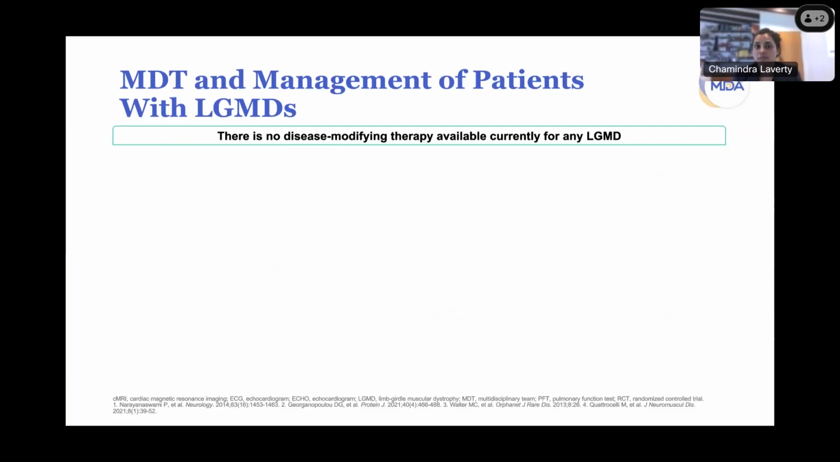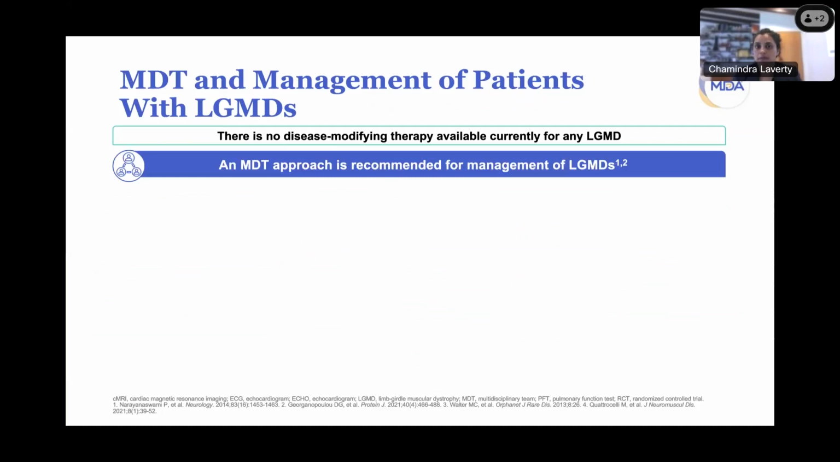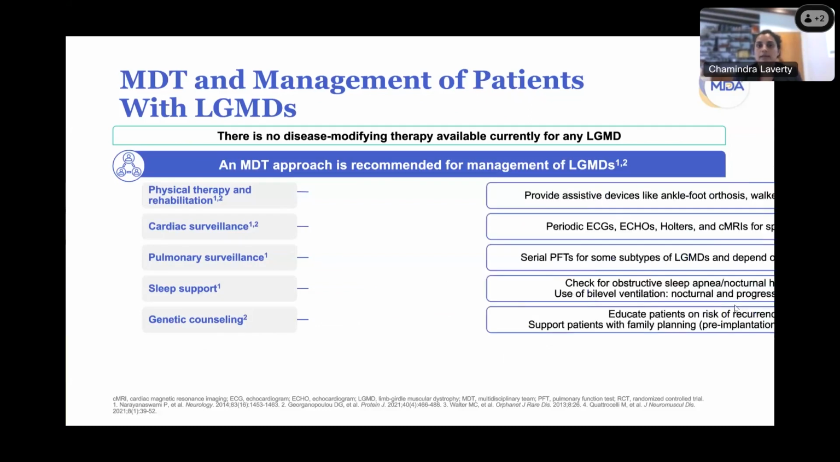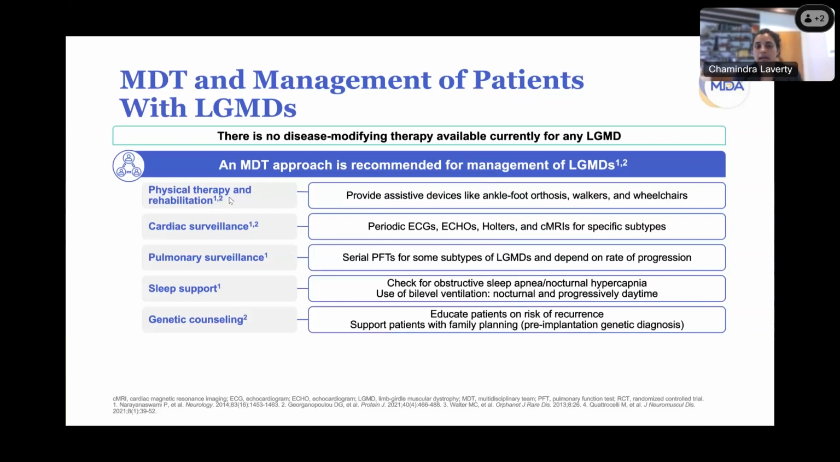Unfortunately, there are no disease-modifying therapies currently for limb-girdle, and these patients are best taken care of in a multidisciplinary setting if they need multiple disciplines. Those disciplines include physical therapy, our physiatry colleagues, those are our rehabilitation medicine colleagues, cardiology, pulmonology, sometimes a sleep specialist that could be your pulmonologist or even a neurologist, and then genetic counseling. And our physical therapy and rehab physicians are remarkable in getting our patients the necessary devices that they need.